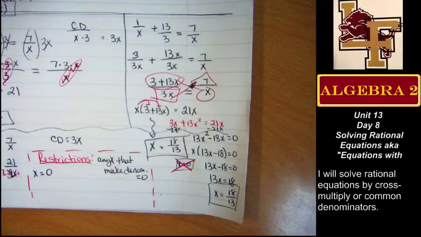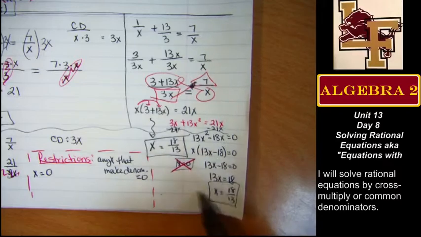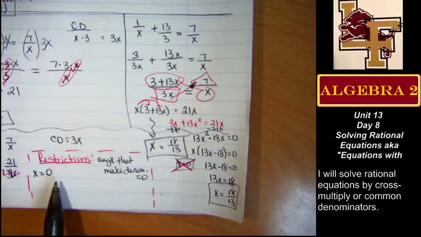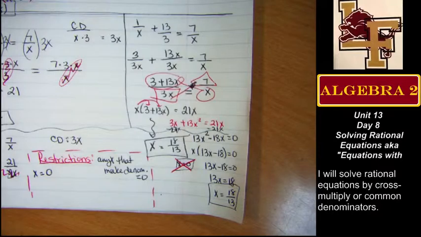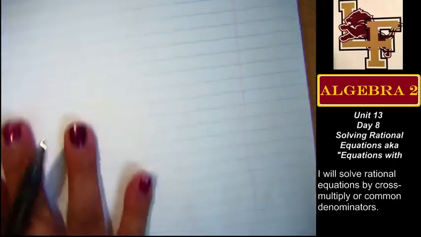It's entirely possible that one or more of your answers is the same as one or more of your restrictions. You have to find them both. You have to find all of the possible solutions and all of the possible restrictions. And then anytime a solution is the same as a restriction, you throw out that solution. Okay? Let's run a few more examples. Okay?